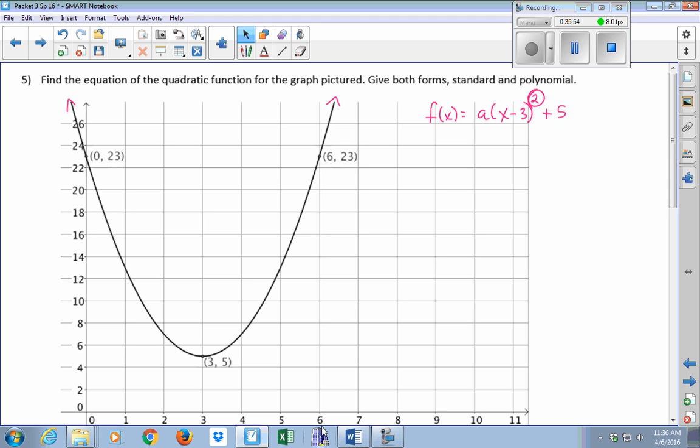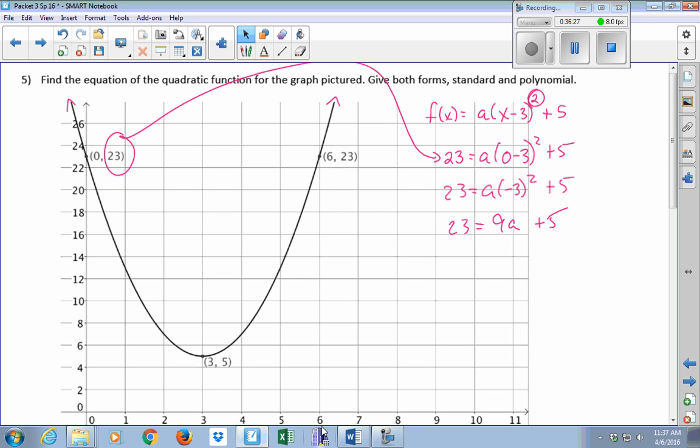However, anytime one of your variables is 0, that makes your arithmetic so much easier. So I'm going to take the 23, and I'm going to put it as my output. F of 0 is 23, and x is 0. So now I solve for a, and I'm done. I got my equation. 23 equals a times negative 3 squared plus 5. 23 equals 9a plus 5. 18 equals 9a. A is 2. So now I can come up here and replace a with 2, and I am done.